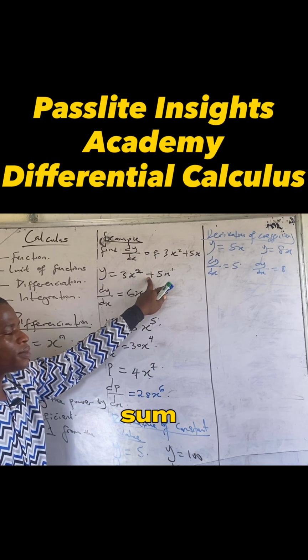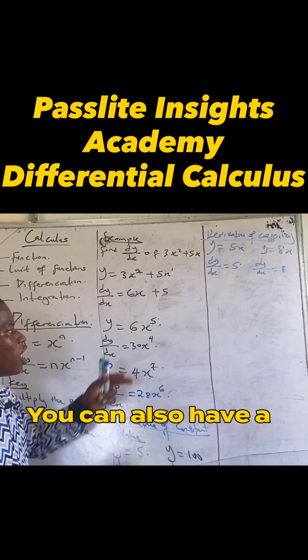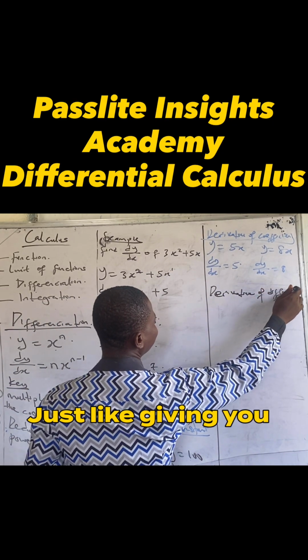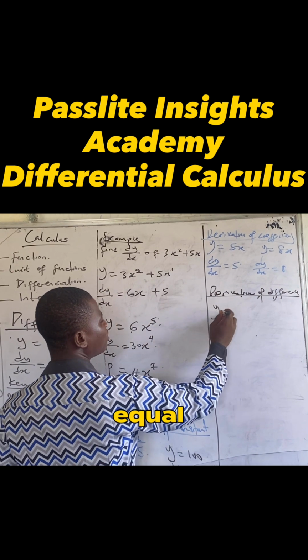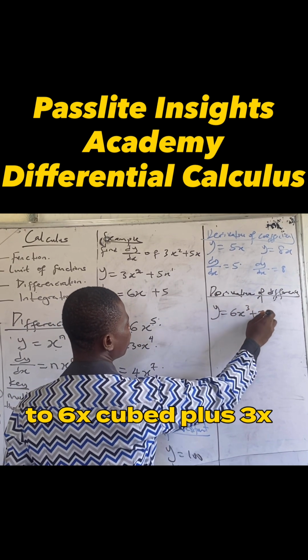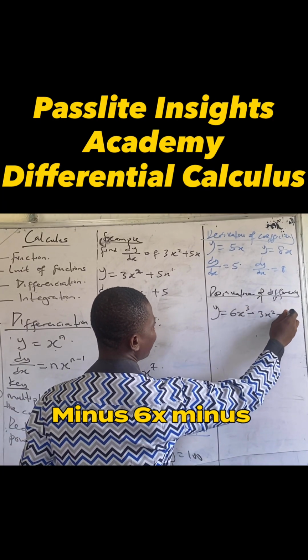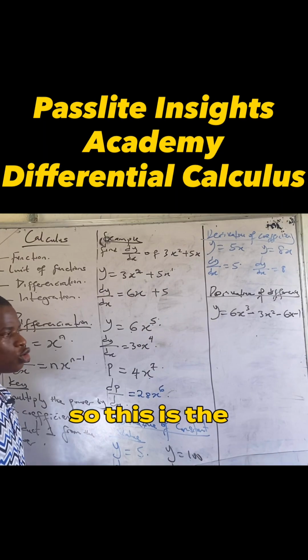We've talked about the sum. This is derivative of sum. You can also have a question like derivative of difference. Just like giving you a question like y is equal to 6s cubed plus 3s squared minus, okay, let me use difference, minus 6s minus 1. So this is a difference.